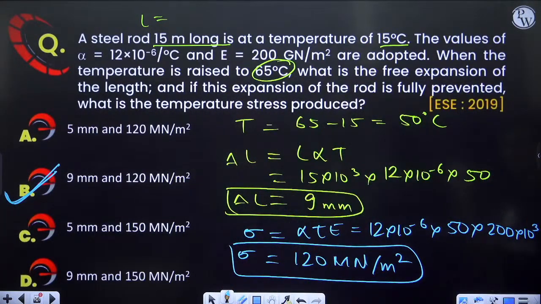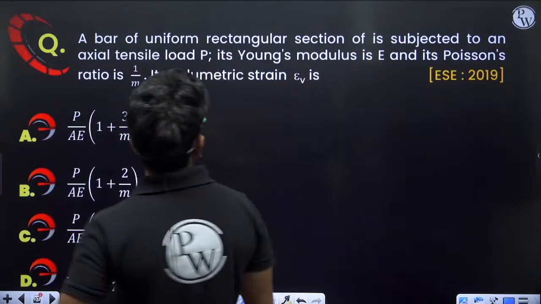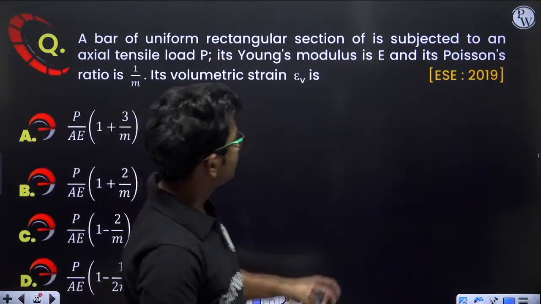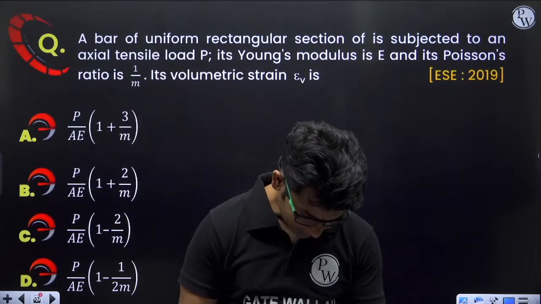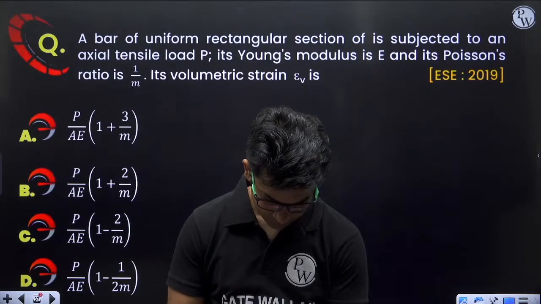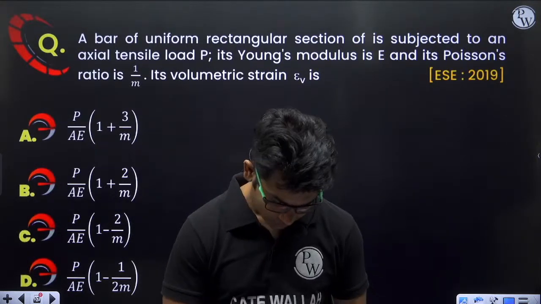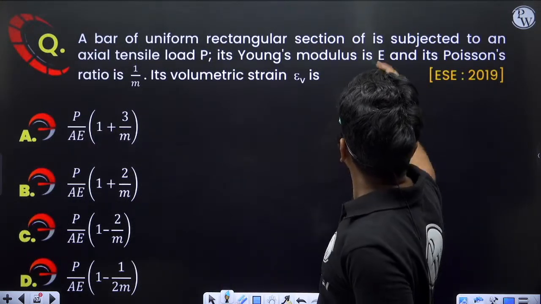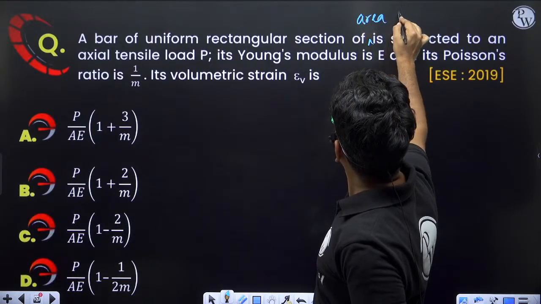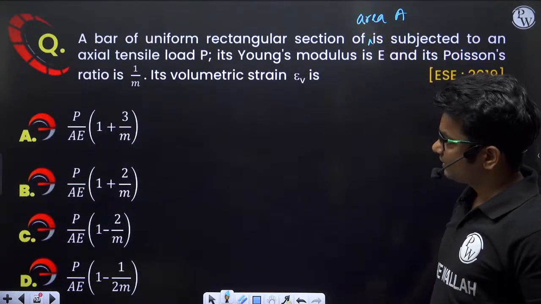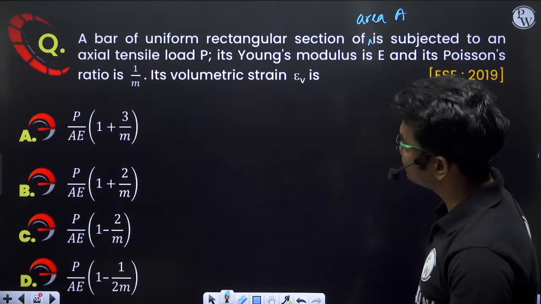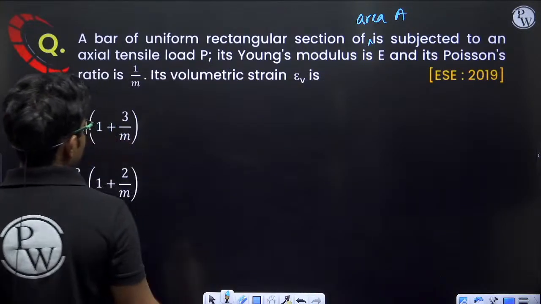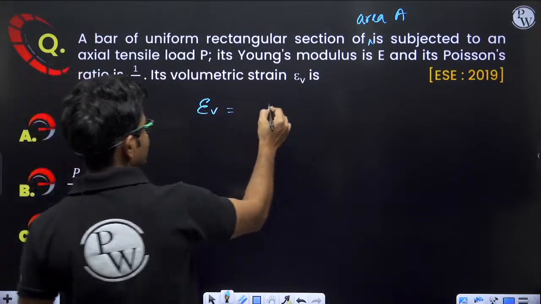Yes, very good, correct. Next question. A bar of uniform rectangular section of area A is subjected to an axial tensile load P, its Young's modulus is E, and its Poisson's ratio is 1 by m. Its volumetric strain? So what is the volumetric strain?